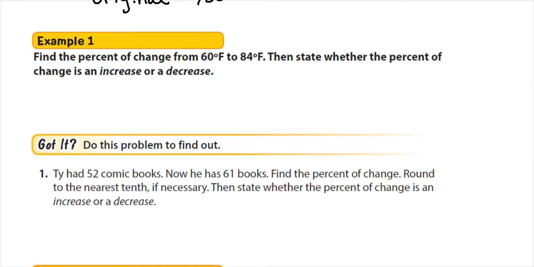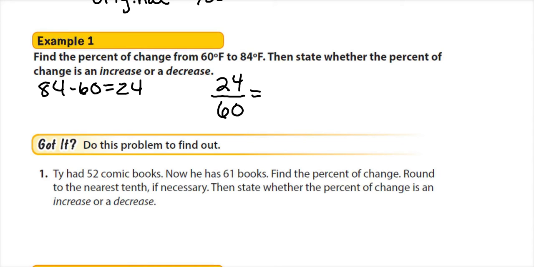All right, so let's find the percent of change from 60 degrees Fahrenheit to 84 degrees Fahrenheit, then state whether the percent of change is an increase or a decrease. First we're going to have to figure out what the change is, because it's change over original. So we take the high number minus the low number: 84 minus 60, and that's going to give us 24. Okay, so it's change over original. What was the original one? Was it 60 degrees or was it 84 degrees? In this case, it was 60 degrees, right? It went from 60 to 84, so the original was 60.